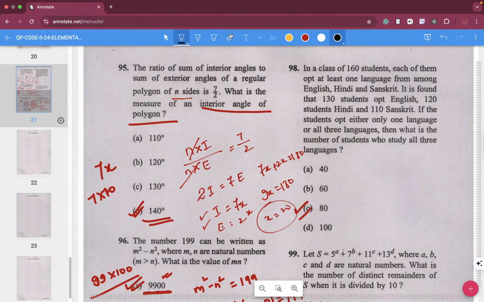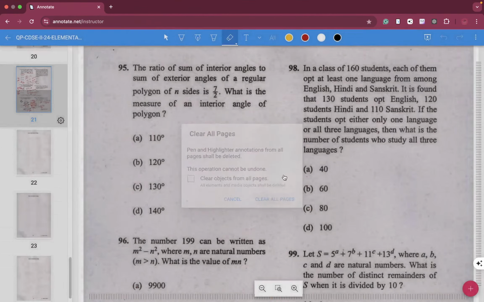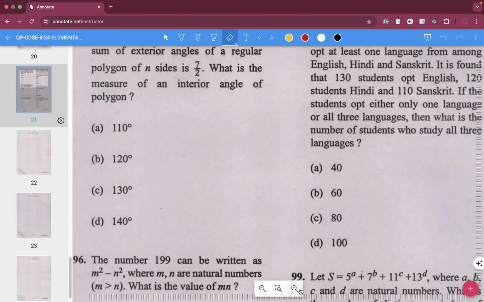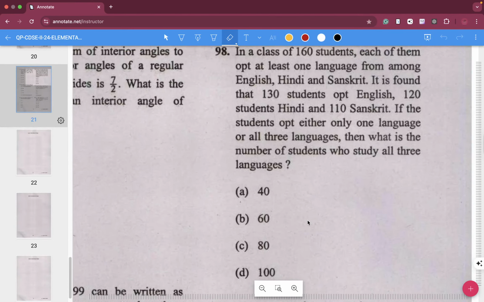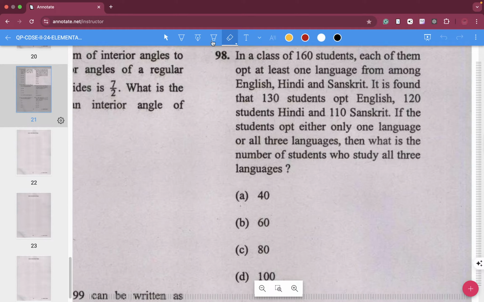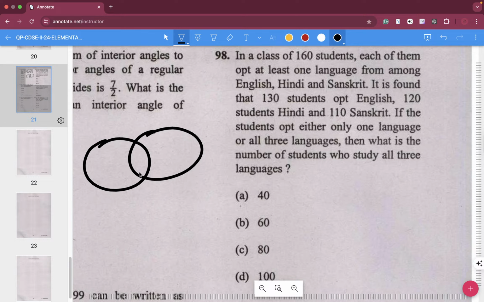How about question number 98? As I told you, there are easy questions as well. Question number 98 is one such easy question. In a class of 160 students, the total number of students is 160. Each of them opts for at least one language amongst English, Hindi and Sanskrit.